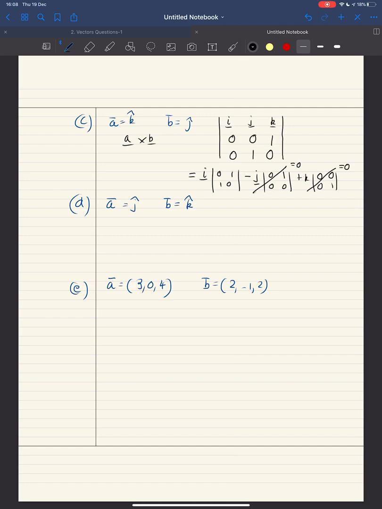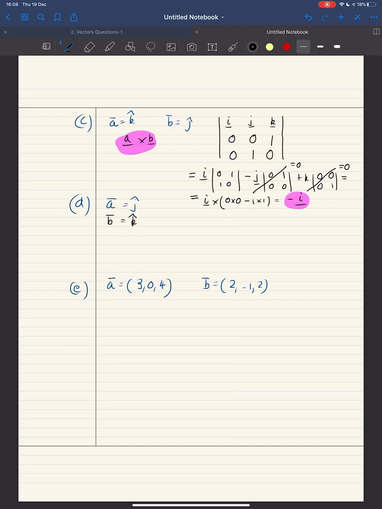So this is going to be, well, I just need a bit more room. B is k hat, let's just put B is k hat there. So this is going to be i times 0 minus 1 times 1, which is minus i. That's the answer there for A cross B for that one.